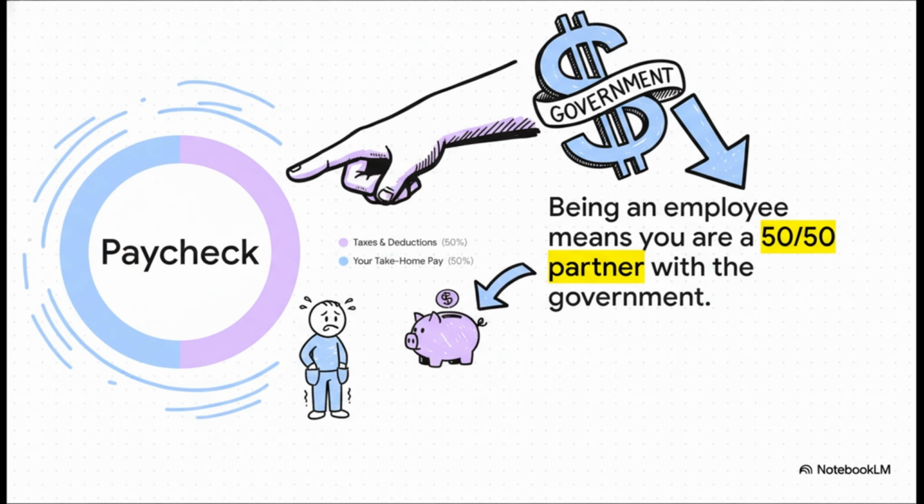I mean, for a lot of folks in that E quadrant, it's almost like the government is your 50-50 business partner. A partner who, by the way, takes their cut right off the top, before you even get a chance to touch your money. It makes getting ahead feel almost impossible.